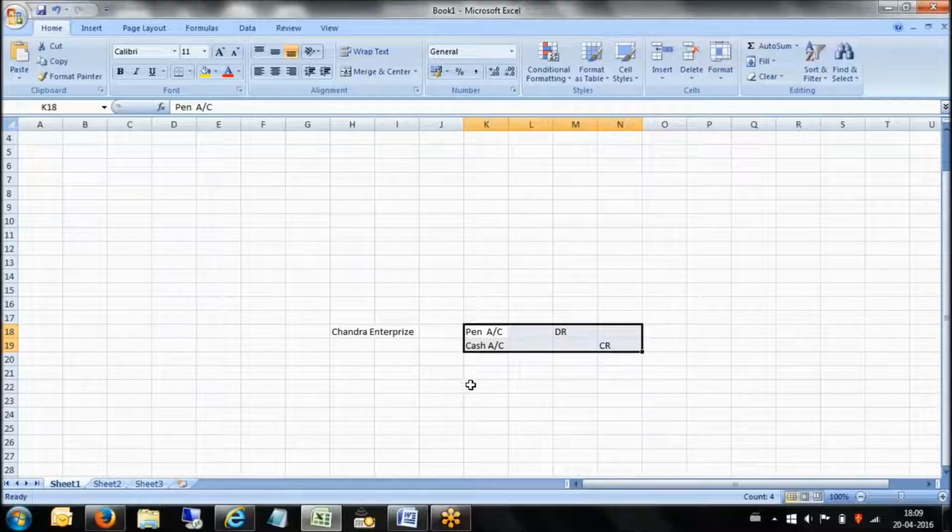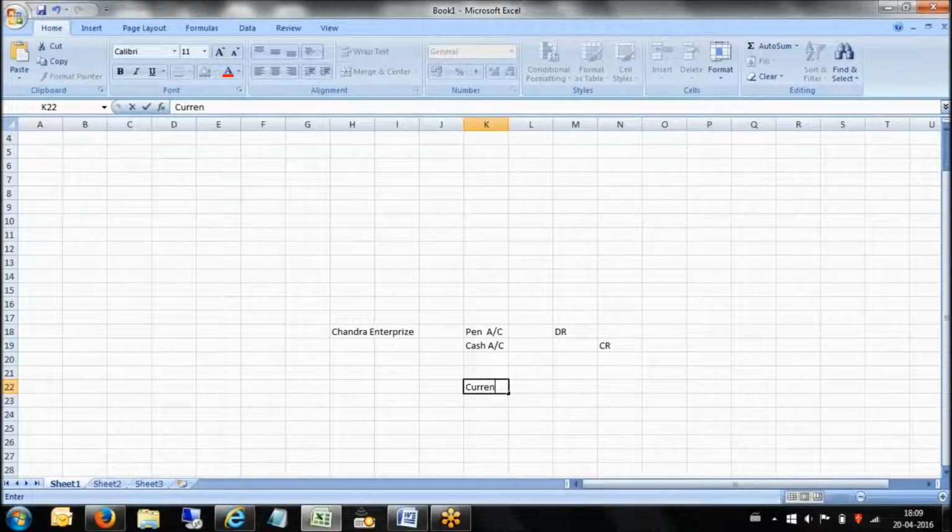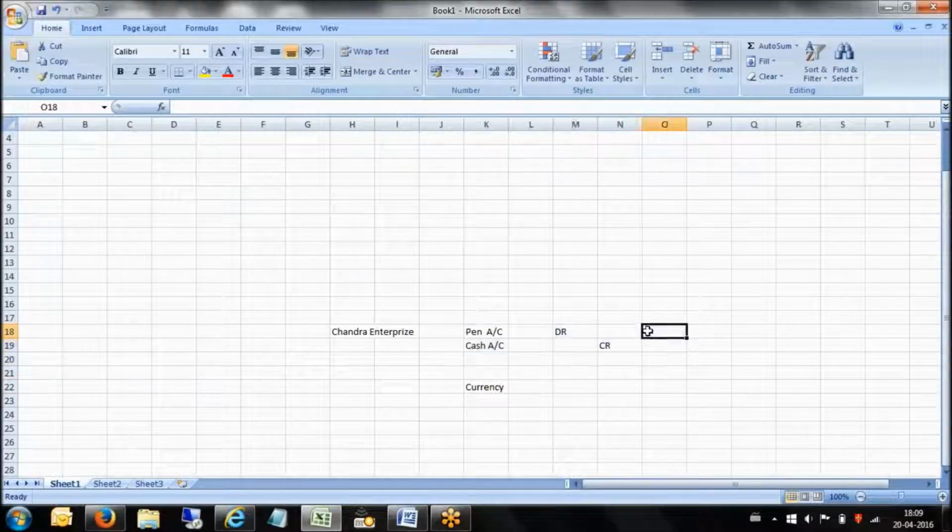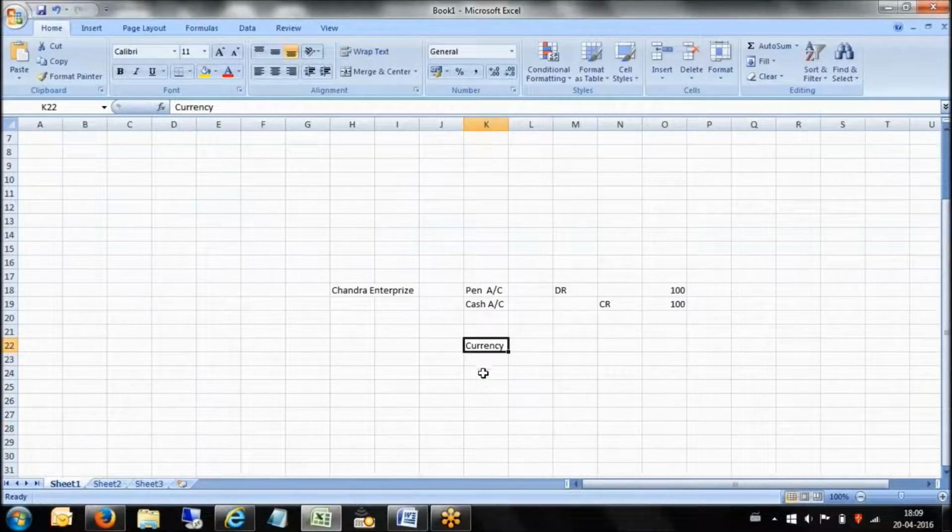In order to record this transaction, I need to know in what currency Chandra Enterprise is running, and it all depends on the geographical location of Chandra Enterprise. If the company is running in India, it will be INR. If it is running in USA, then it will be USD. But here I'm just talking about pennies. It will be debited with 100 pennies, and this will be credited with 100 pennies. Now I'm talking about currency.